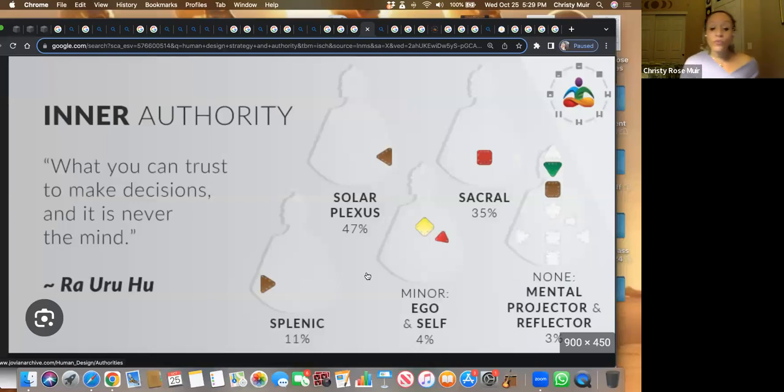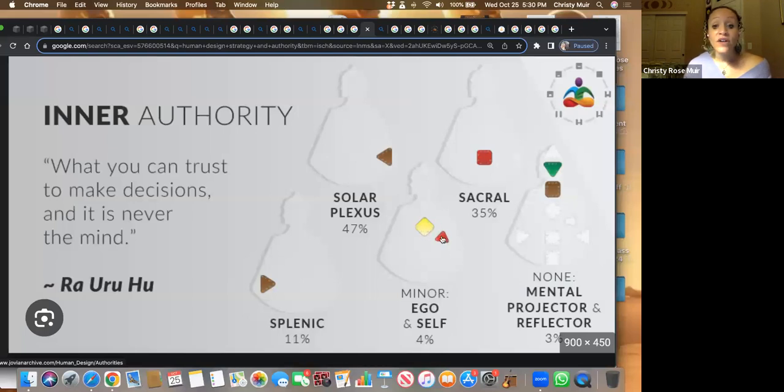But there are other, even more rare inner authorities than the spleen. I happen to be a splenic projector, so this is my authority. But if you don't have a sacrum, a solar plexus, or a spleen defined, then you're one of these other minor authorities, including having no inner authority or being a mental projector or a reflector. So if you have ego authority, that means that you are also very rare and you are meant to listen to the voice of what it is that you want, what it is that you want to do. And that is the only place that you're ever meant to make a decision from.